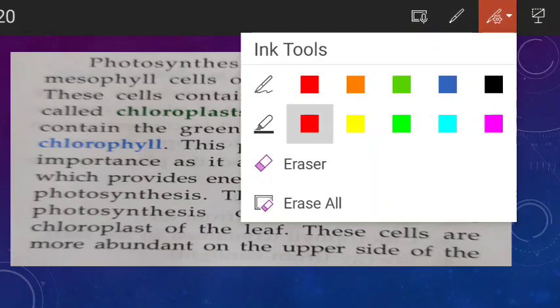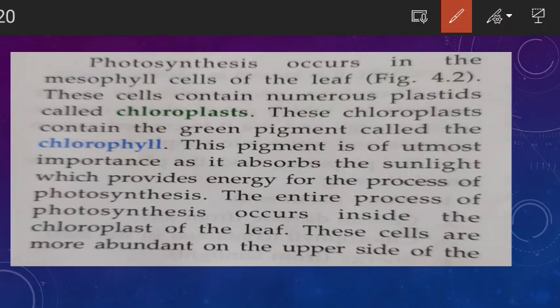Now next, photosynthesis occurs in the leaf, but in the leaf also, where does it occur?